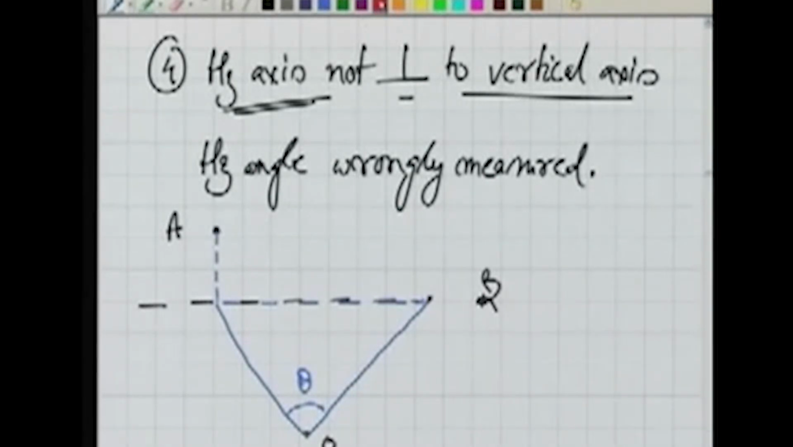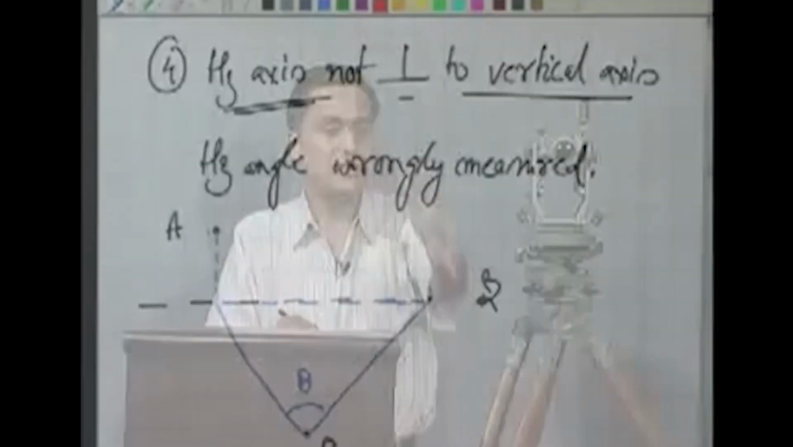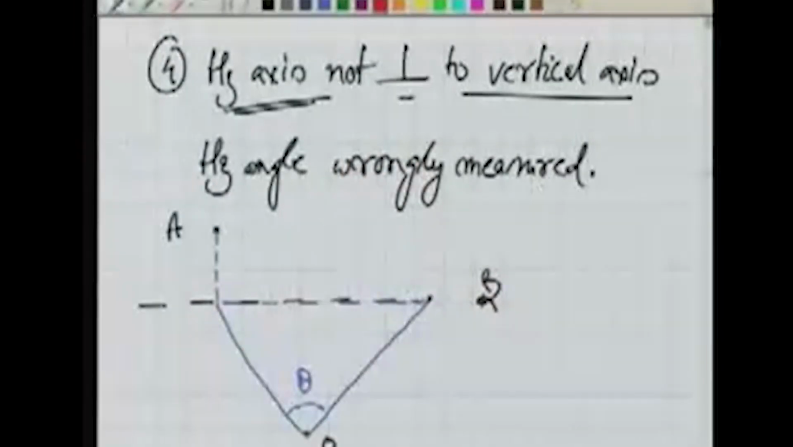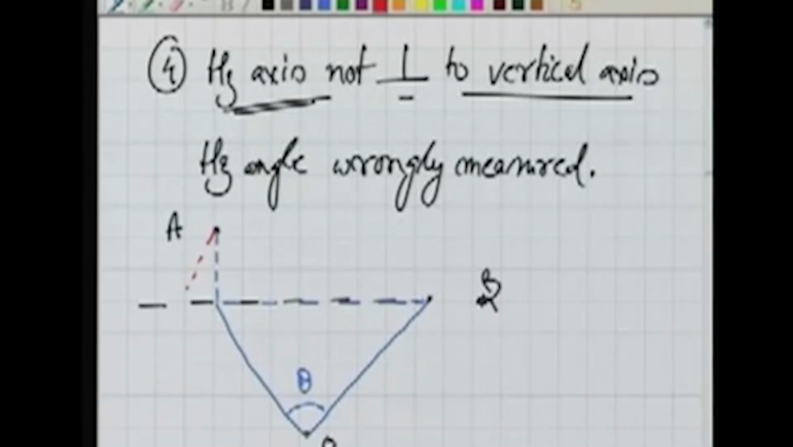If there is error, what will happen now? Because we are forming a plane like this. Our horizontal axis is inclined, we are forming a plane like this, and when I bring this telescope down, it goes not vertically down but in an inclined way. So it goes somewhere here, and then what I do, I take it to point B and I take the angle.